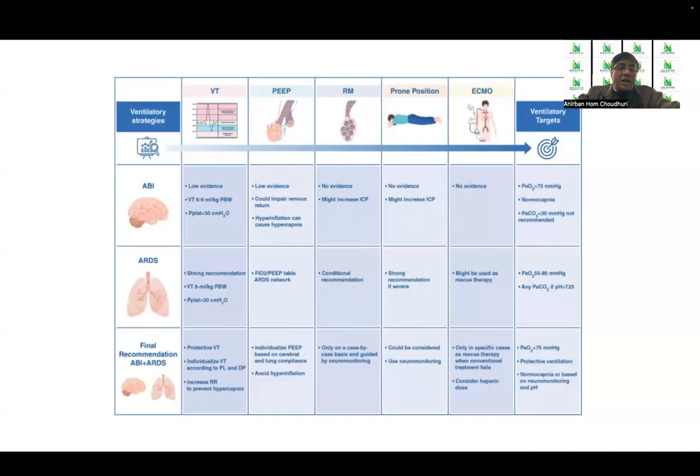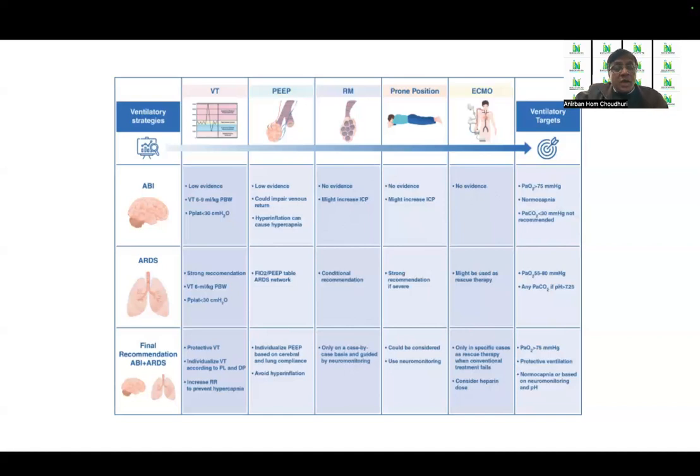However, the ventilatory targets for acute brain injury remain to maintain adequate oxygenation and normocapnia and to avoid hypercapnia at all costs. The same target applies for ARDS. Maybe the PCO2 target is valid to a lesser extent, and any PCO2 can be considered as long as pH is more than 7.25. The upper limit of PO2 is also reduced, and a range of 55 to 80 is good enough in patients with ARDS alone.